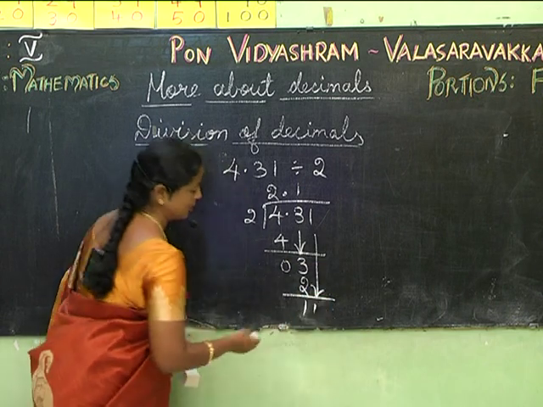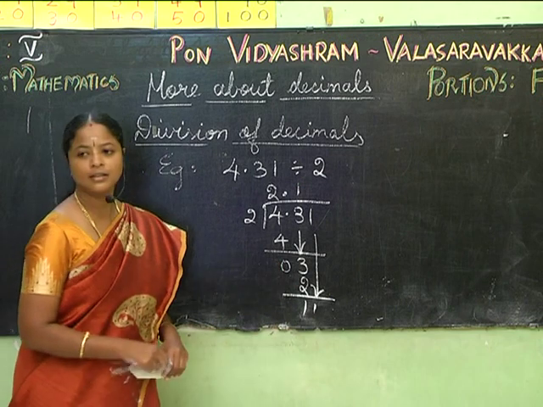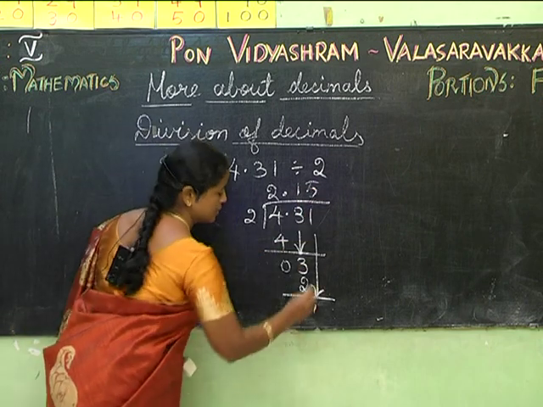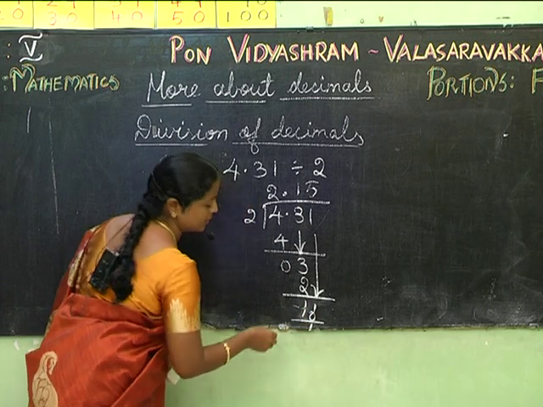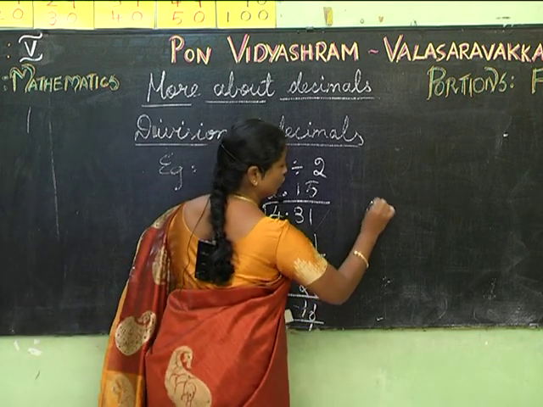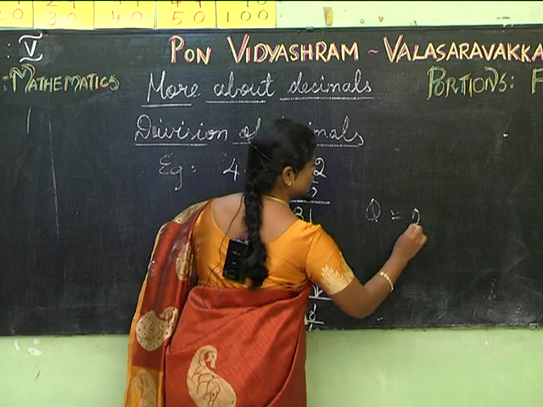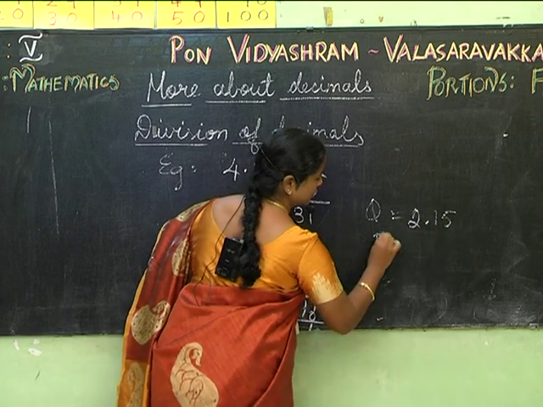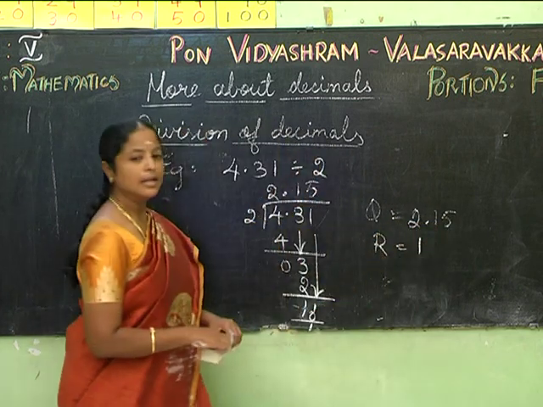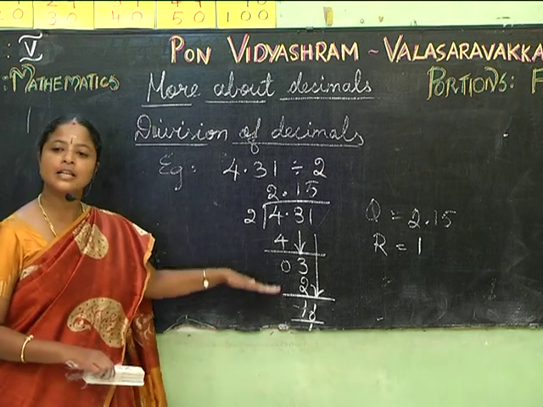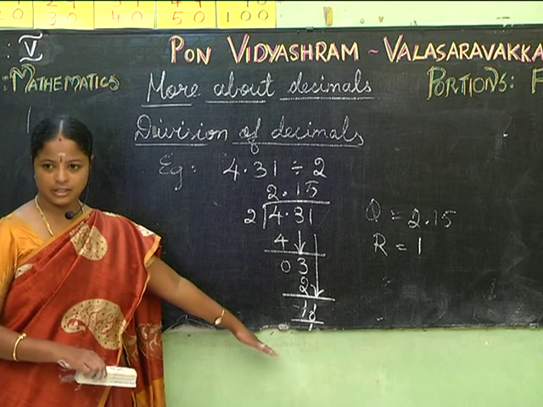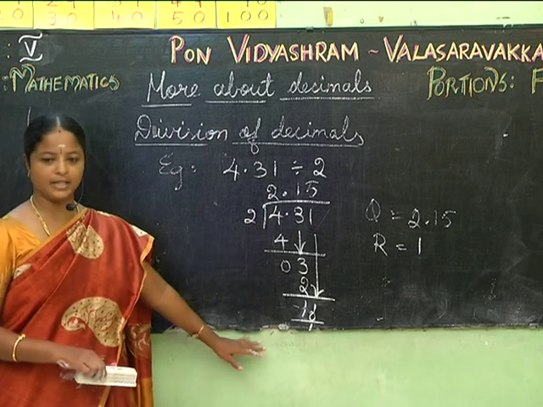Bring down the 1. Now, 2 will go in 11 5 times. So, 10 and remainder is 1. Here the quotient is 2.15 and the remainder is 1. So, you can also continue the sum till the remainder becomes 0 or the division is complete.